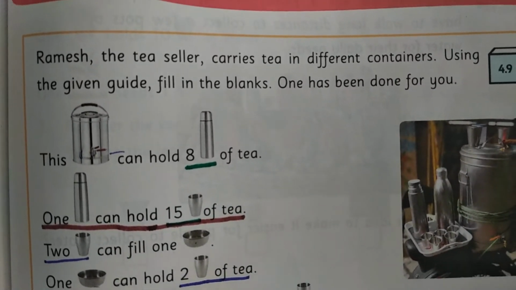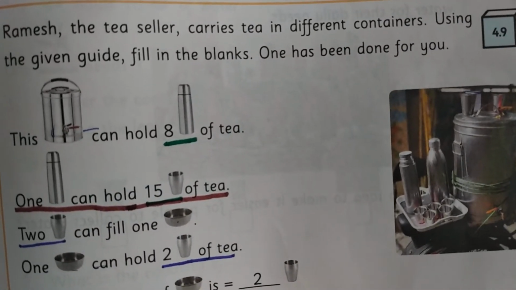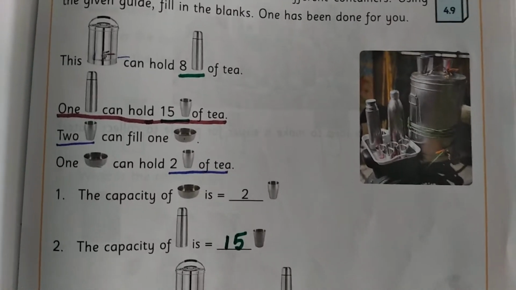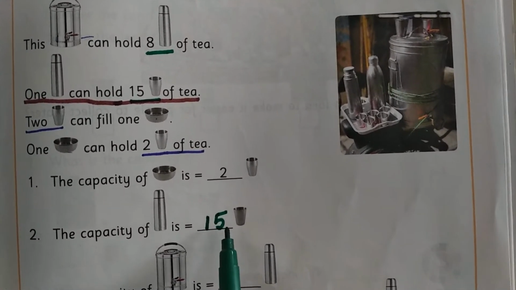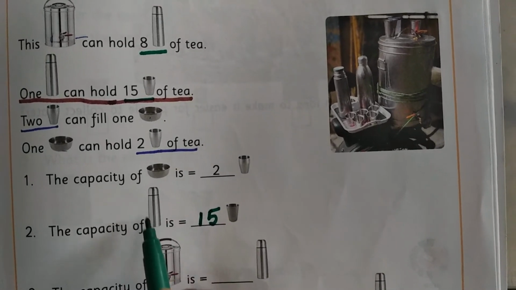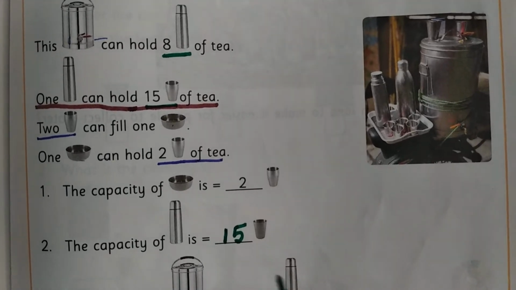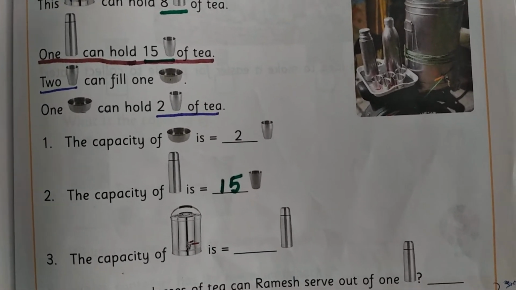So now what is the answer? Yes, very good. 15 glasses. Superb. So what is the answer? The capacity of one flask is how many glasses of tea can we pour in this flask, Kana? Yes, 15 glasses of tea.